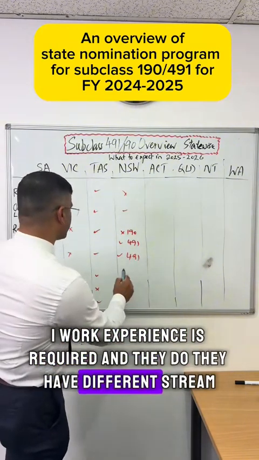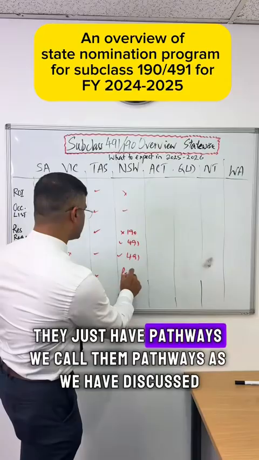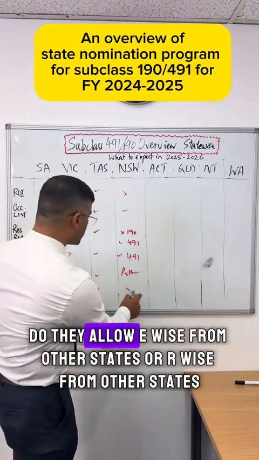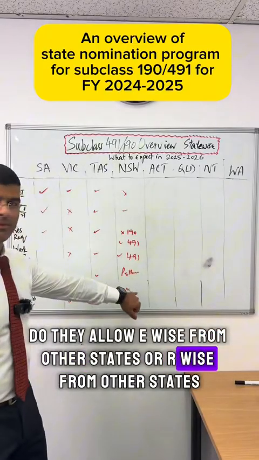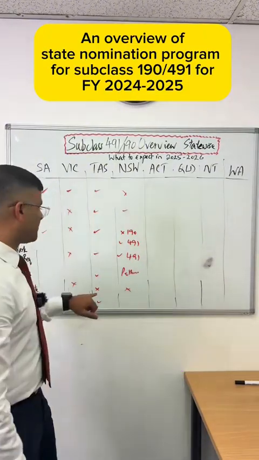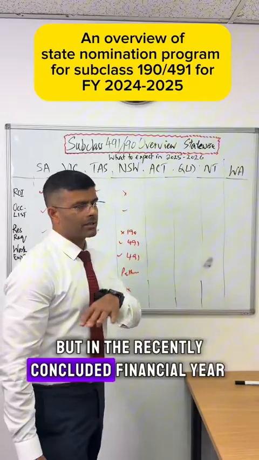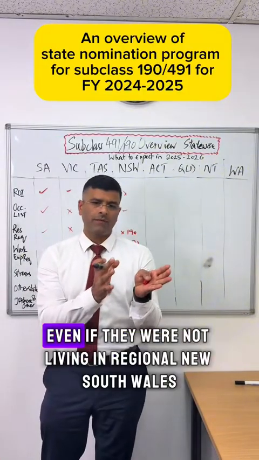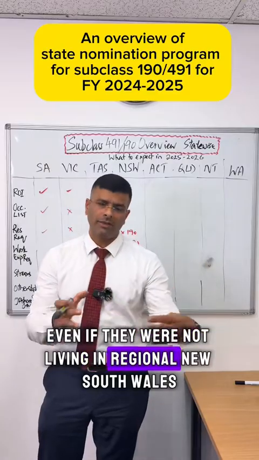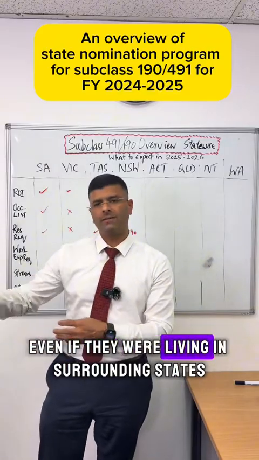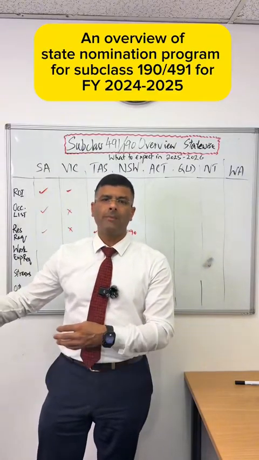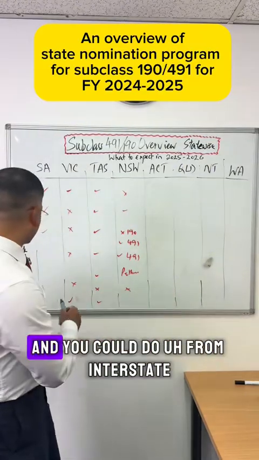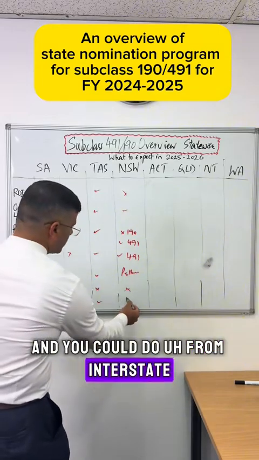And do they have different streams? They just have pathways. We call them pathways, as we have discussed. And then do they allow EOIs or ROIs from other states? No, they don't. But in the recently concluded financial year, they gave invites to the people even if they were not living in regional New South Wales, even if they were living in surrounding states. They considered them for invites. I hope they continue to do that. And could you do it from interstate? No, you could not do.